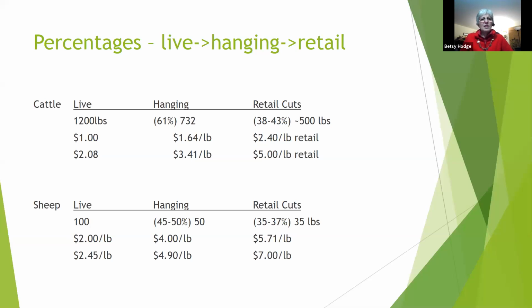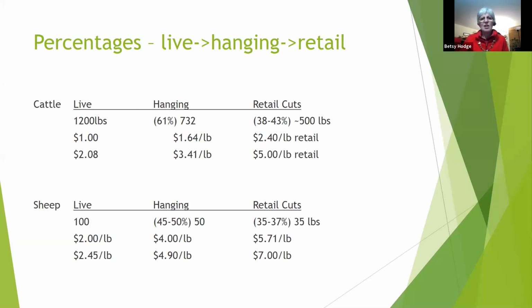So let's take a look at this. Unfortunately, I do not have a great pointer, but here's cattle, and here's the live, the hanging, and the retail cut. So if they're 1,200 pounds, trying to pick easy numbers, they hang about 60%. So the hanging weight, which you might hear called the dressed weight, would be about 732 pounds.